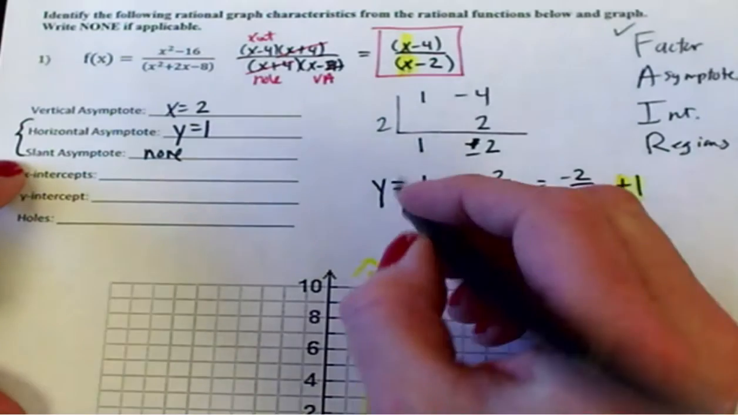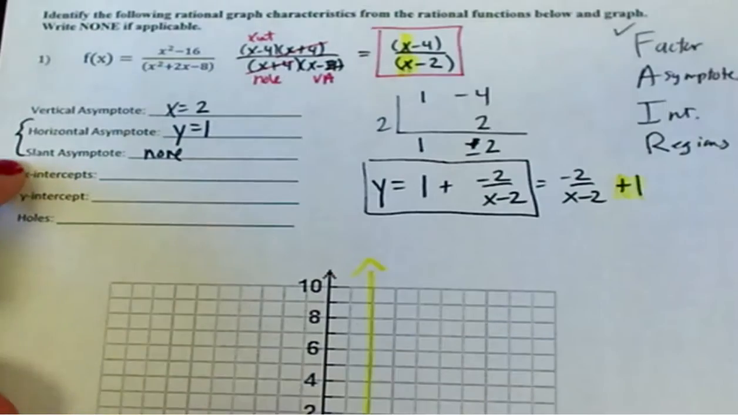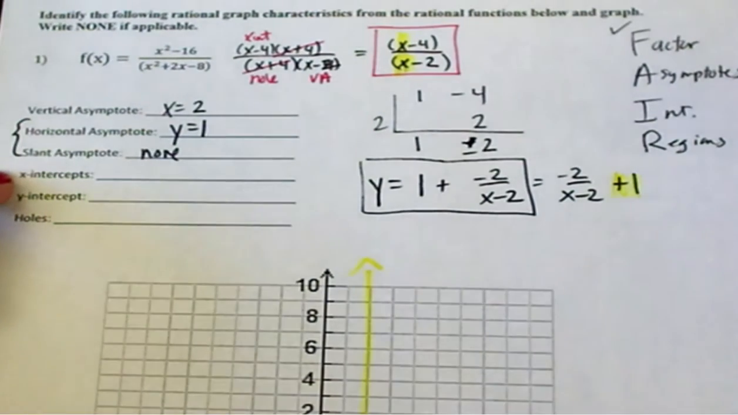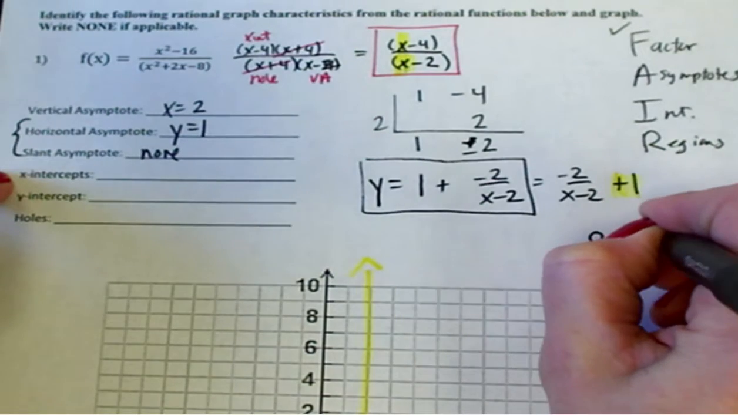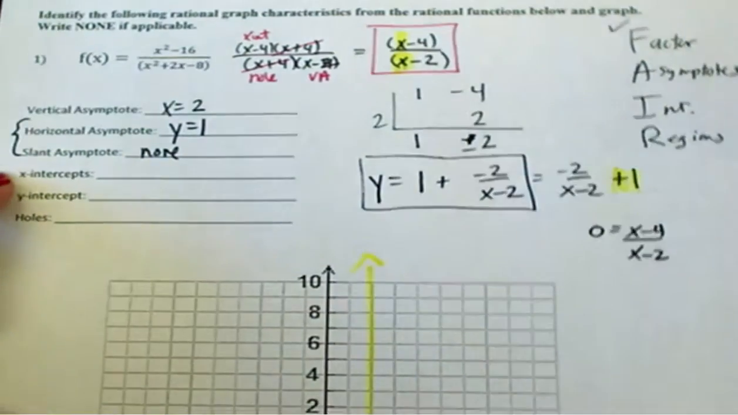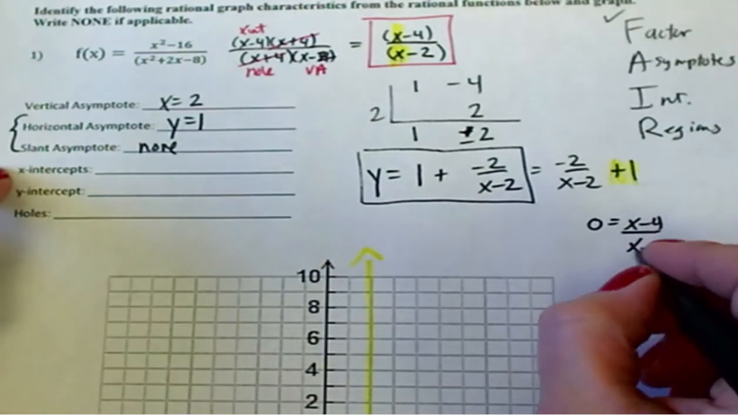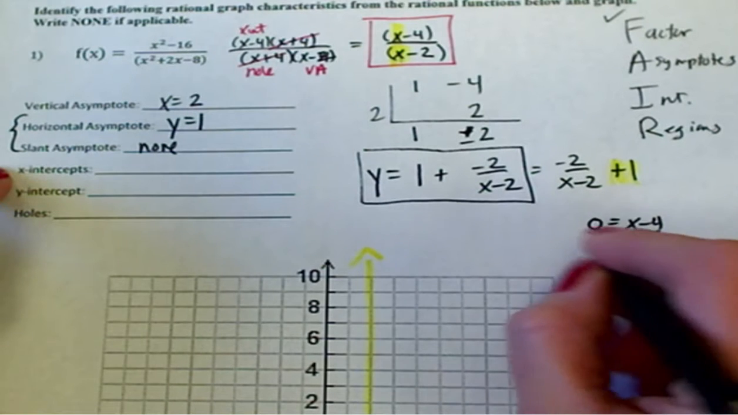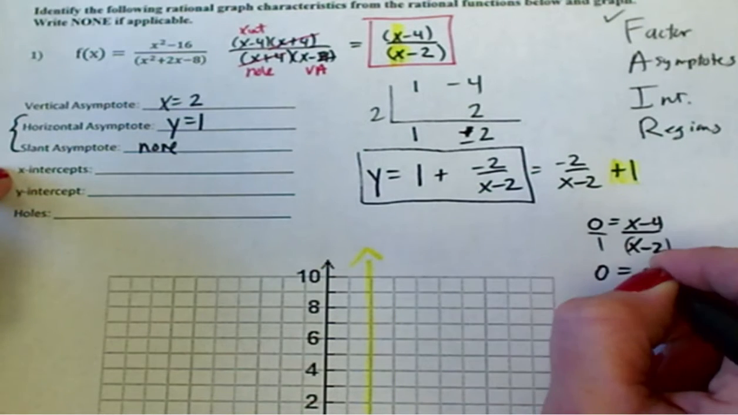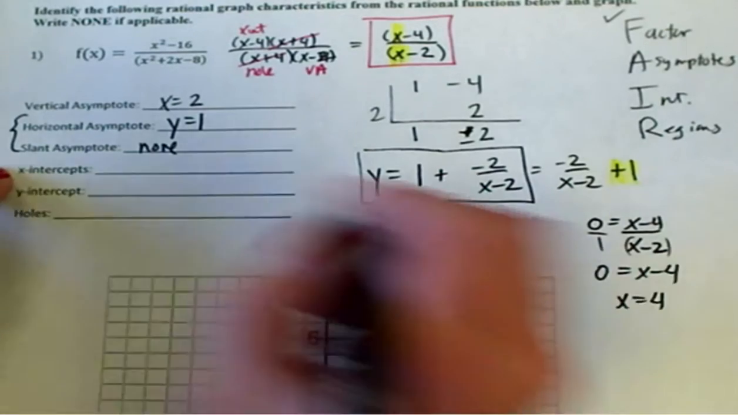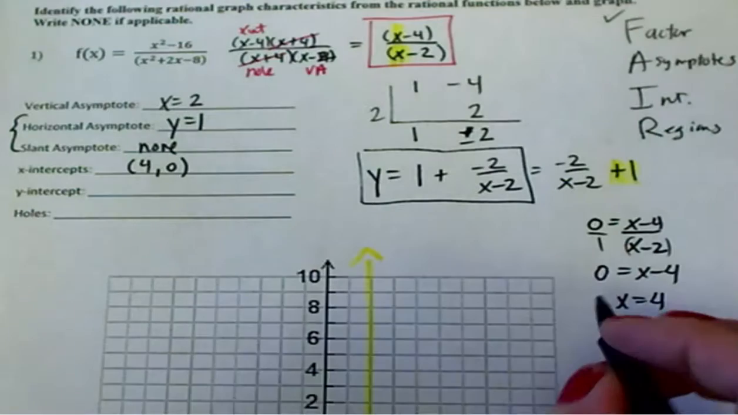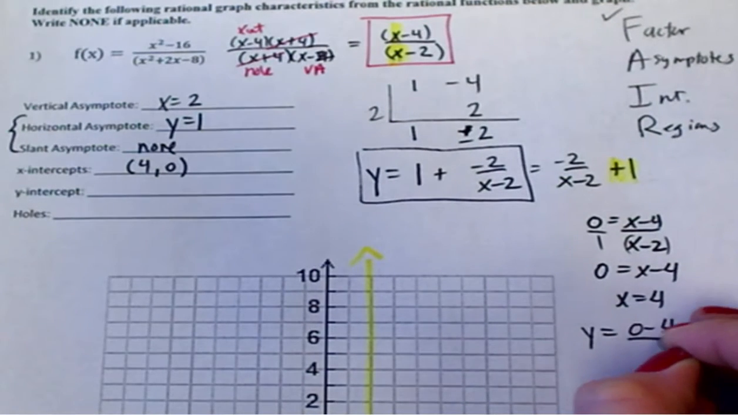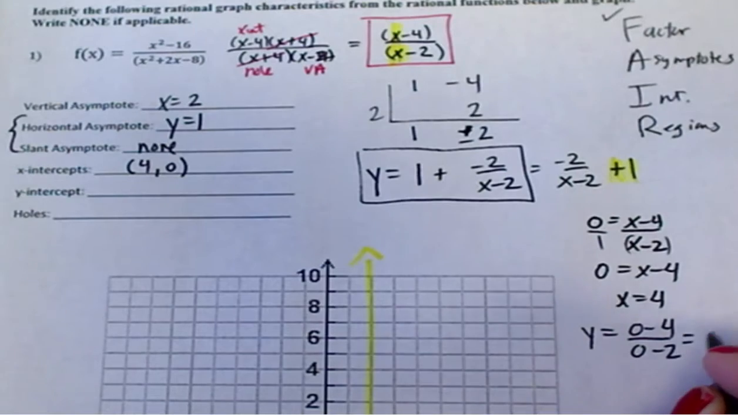X-intercepts. Okay, so it doesn't matter which form you use to solve for the x-intercept, and so I will solve for it. I'm going to take the red box. 0 equals x minus 4 over x minus 2. And I'm going to cross multiply. But 0 times x minus 2 is 0. 1 times x minus 4. So I get positive 4. Okay, y-intercept. I'm going to plug in 0 for x. Positive 2.